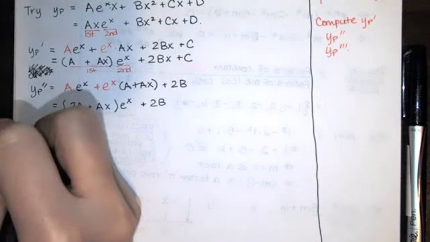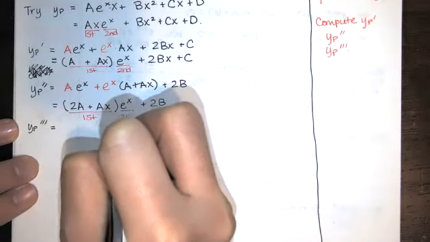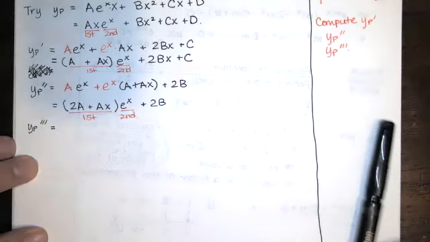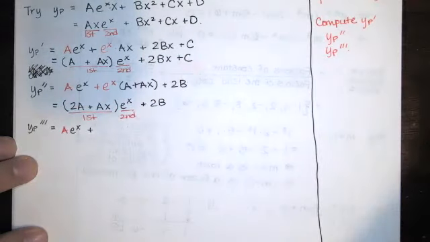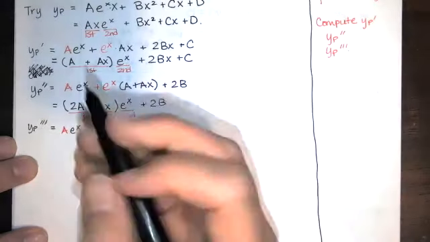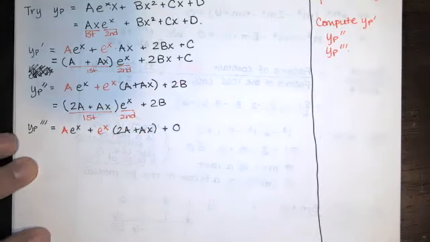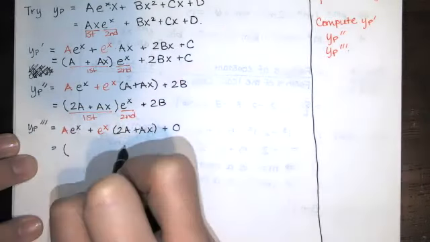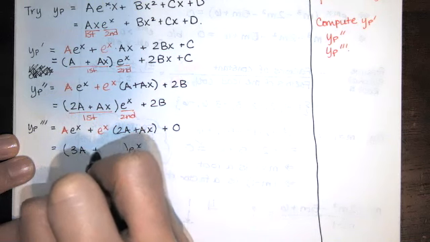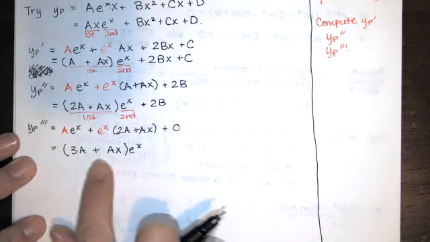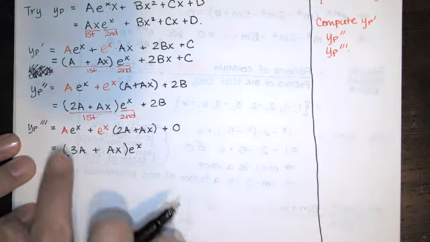Now let's compute the third derivative. Product rule again for this guy. That's my first function and that's the second function. We have derivative of the first times the second plus the derivative of the second times the first. And the derivative of the constant 2b is just 0. So we'll factor out the e to the x. We have an a here plus a 2a, that's 3a. 3a plus ax times e to the x. If we distribute that, we get the same thing as we get up here.